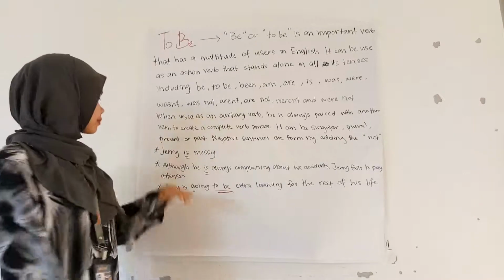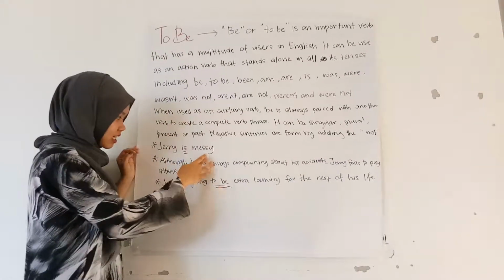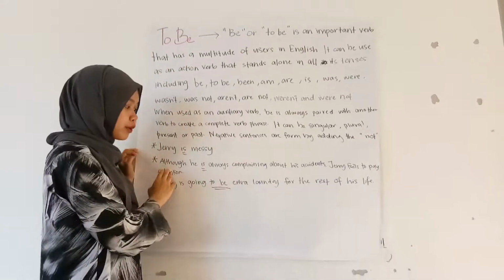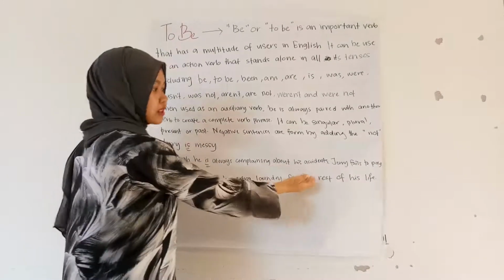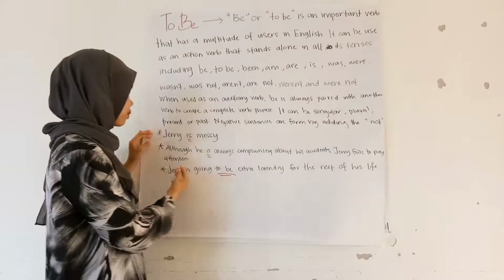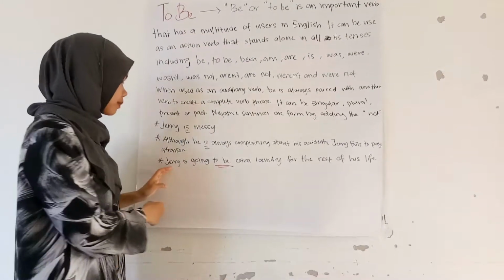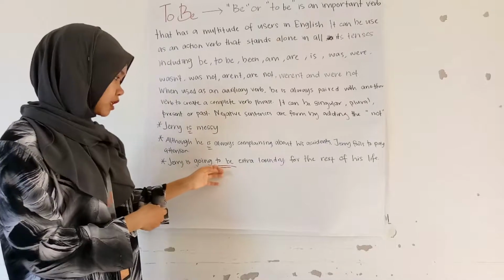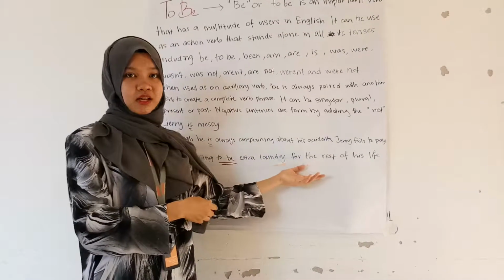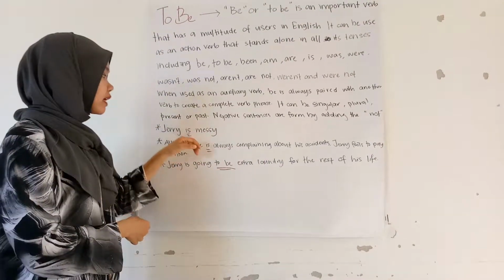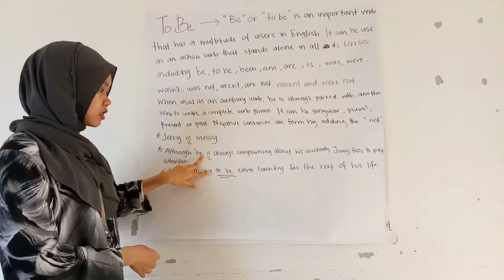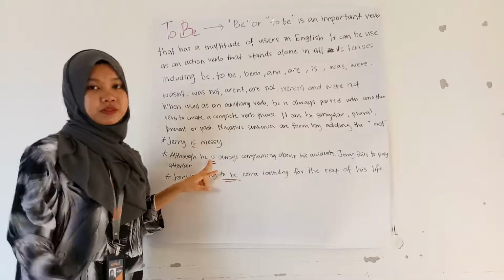For example, Jerry is messy. Second example, although he is always complaining about his accidents, Jerry fails to pay attention. The third example, Jerry is going to be doing extra laundry for the rest of his life. So the is here is an action verb, while both of these two sentences are auxiliary verbs.